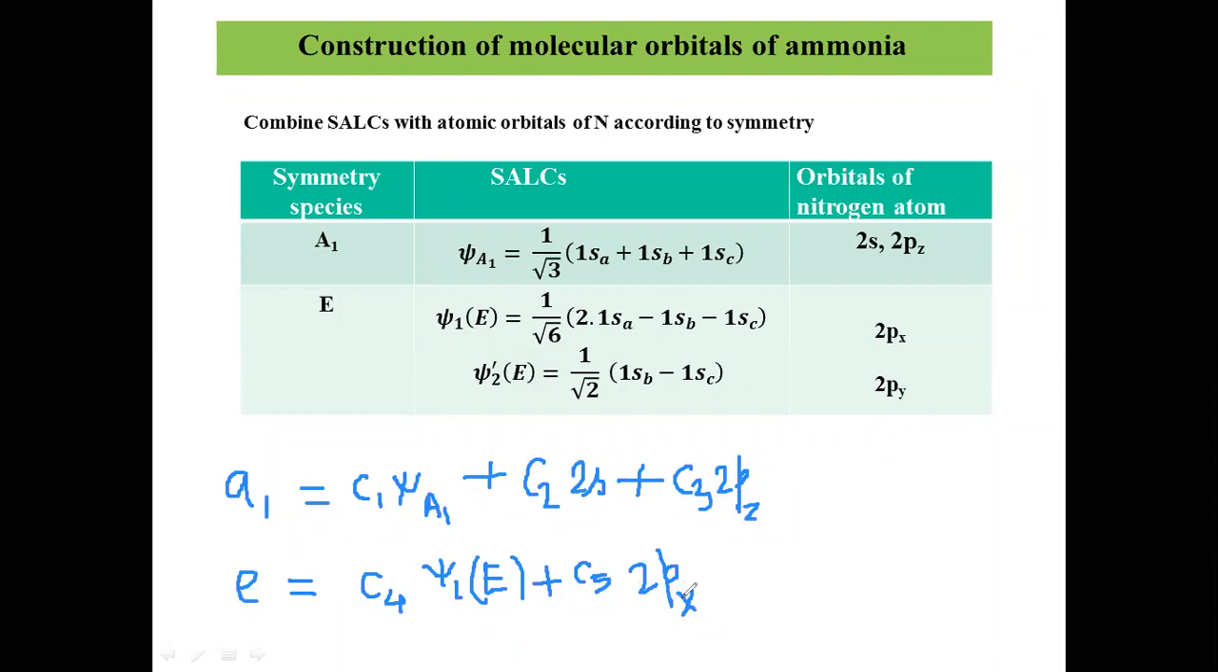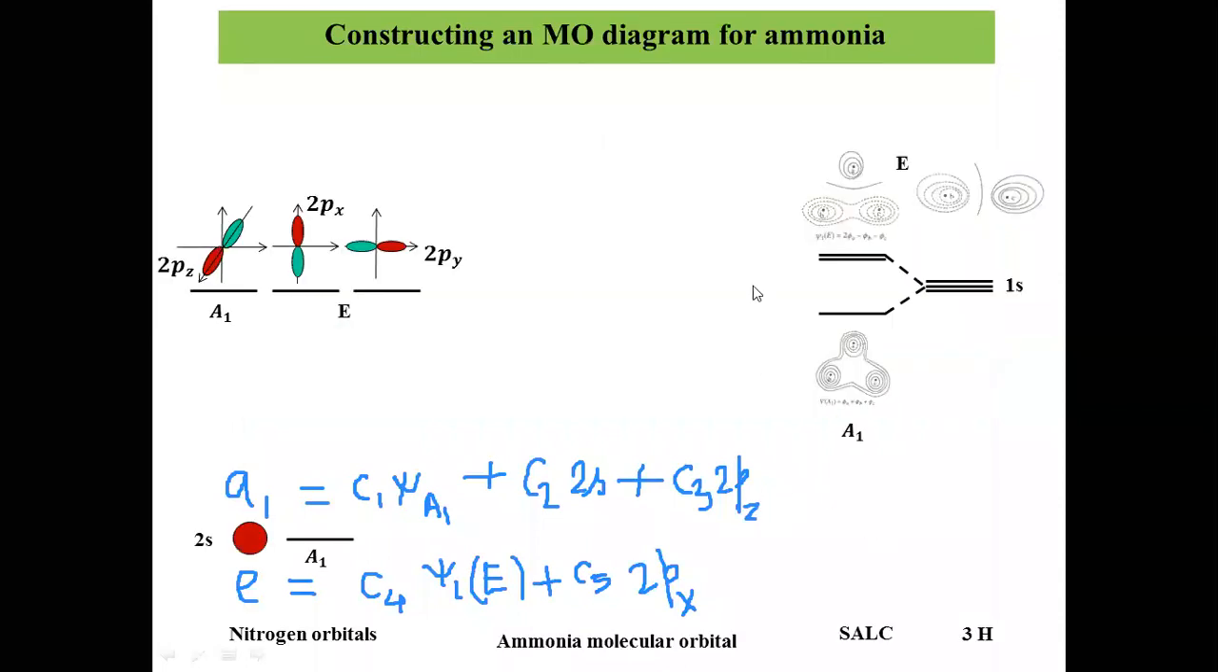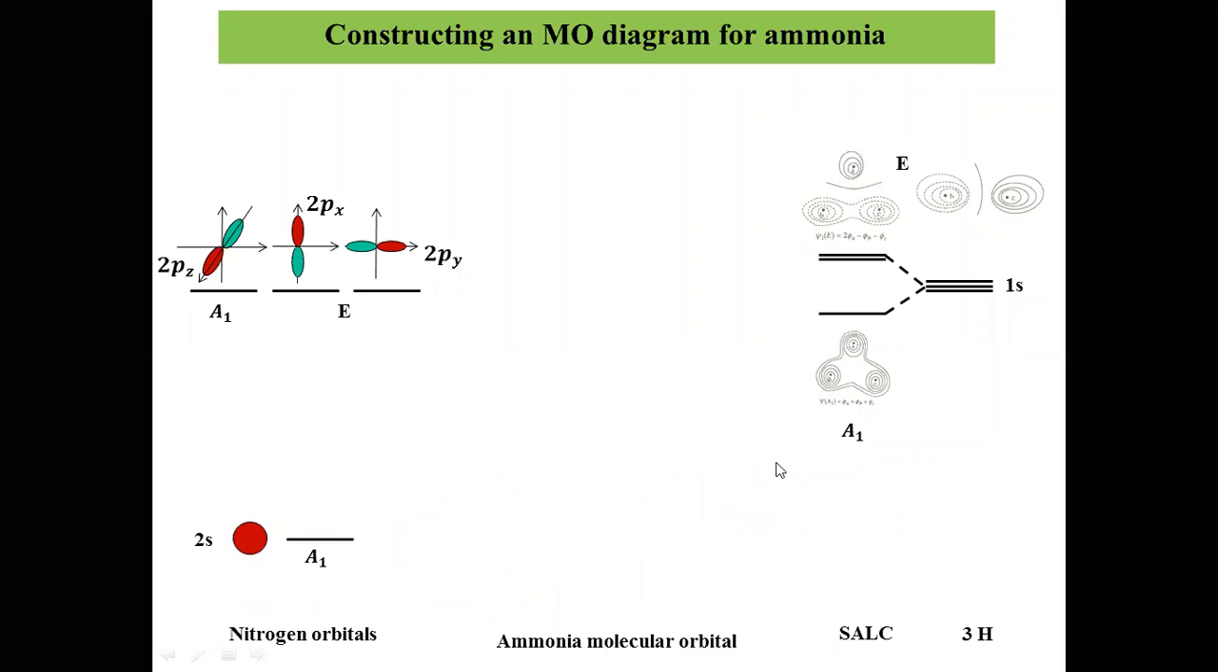Now, how these are going to be combined pictorially is more important, and we are going to discuss that. Okay, look here, I have arranged it like this. These are the nitrogen atomic orbitals. This is 2s, A1 type, which is lower in energy than 2pz, 2px and 2py. 2pz is A1, and 2px, 2py are doubly degenerate, right?